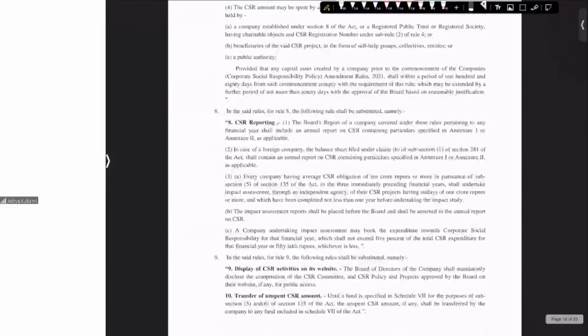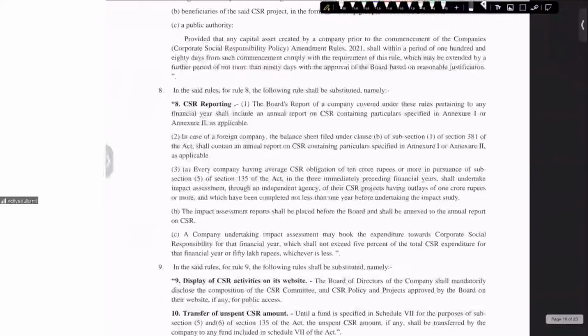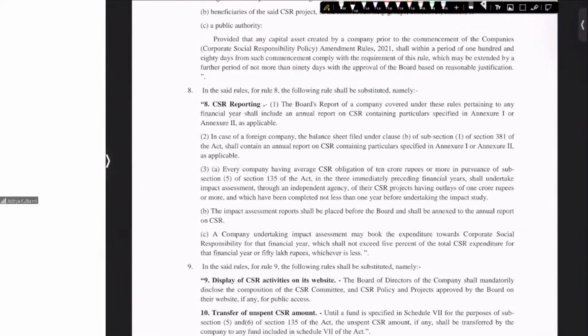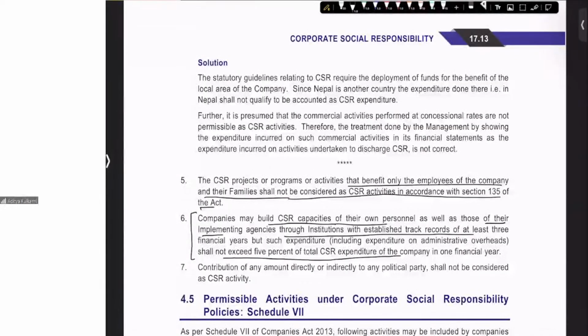Okay. So this was a CSR impact assessment report. For impact assessment report, the requirement was that the money spent on undertaking impact assessment, you can book the expenditure towards CSR. It shall not exceed 5% of the total CSR expenditure or 50 lakh rupees, whichever is less. This is what is mentioned here. This is amended.